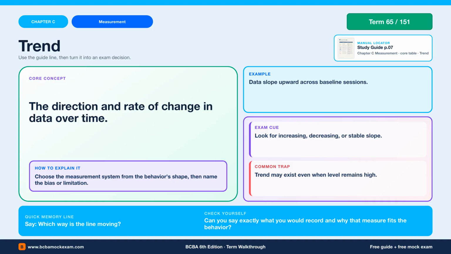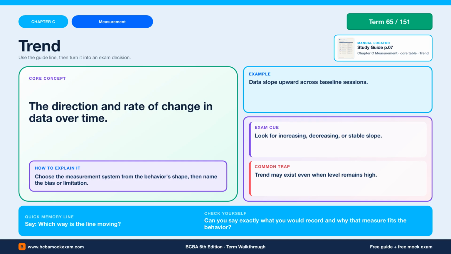Trend. Trend is the direction of the data path. It may increase, decrease, or stay relatively flat. For example, prompts needed per session move from 10 to 7 to 4 to 2. That is a decreasing trend. The exam cue is direction across time. The trap is calling a high level a trend. A high level is not necessarily increasing. Memory line.